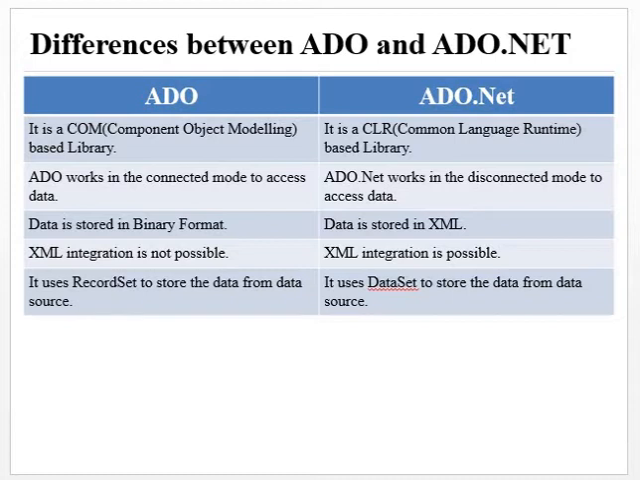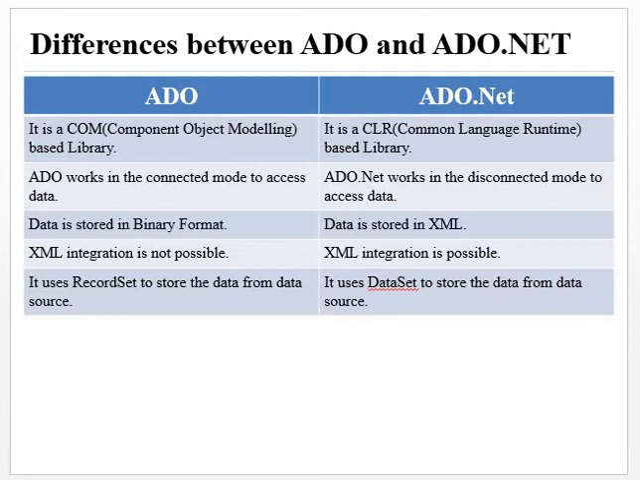ADO.NET works in the disconnected mode. Disconnected mode means we are using a data set, and an entire copy of the database will be saved there. Whatever operations we perform in the data set will afterwards be reflected in the database. So this is the disconnected mode.